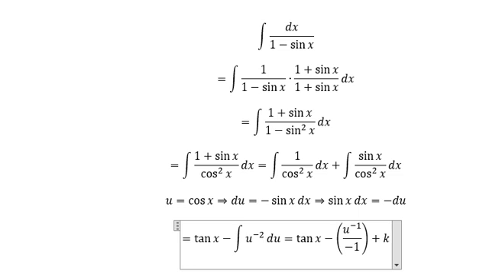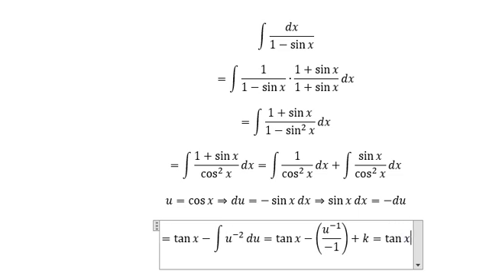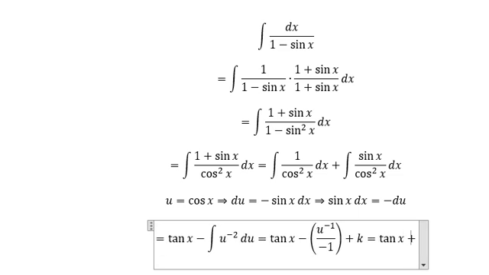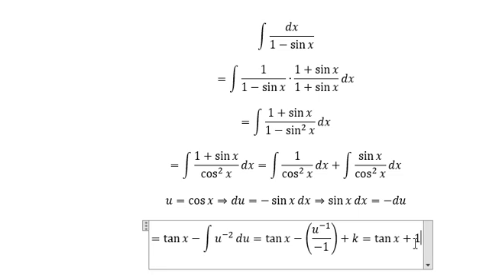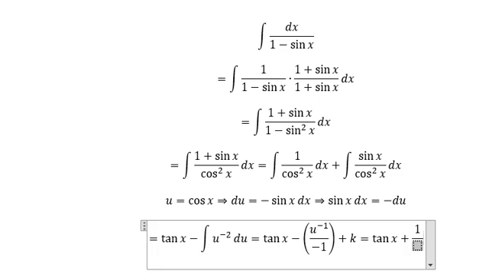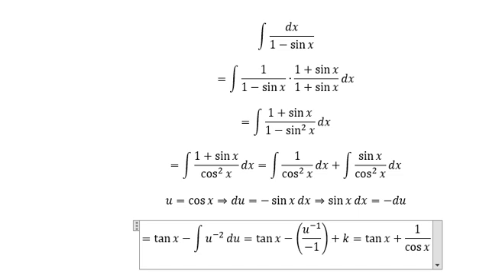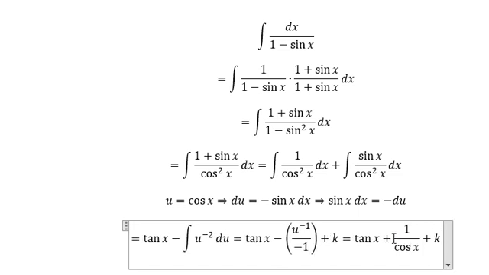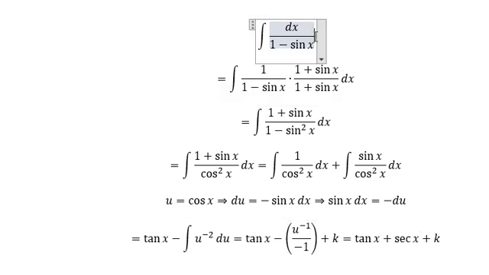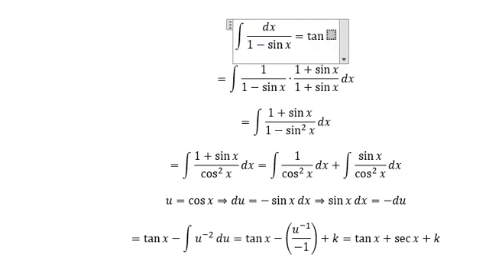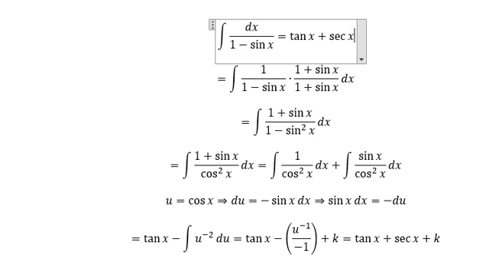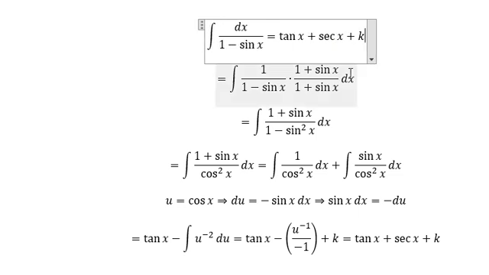So at the end of the day we are just going to have tan x minus, no, it's now going to be plus. Now u to the negative 1 is 1 over u, and 1 over u is actually 1 divided by cos x, then plus a constant of integration. But what is 1 over cos x? 1 over cos x is equal to the secant of x. So at the end of the day we can conclude that this integral is equal to tan x plus secant of x, then plus a constant of integration.